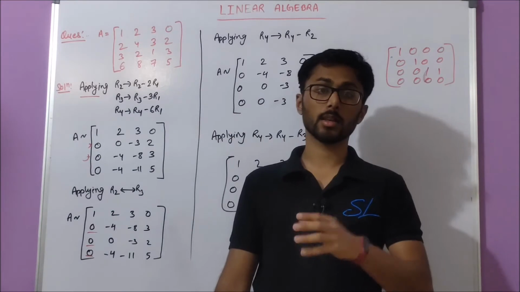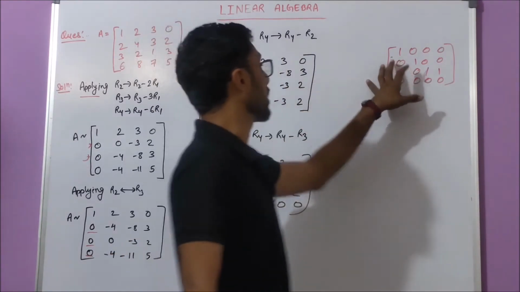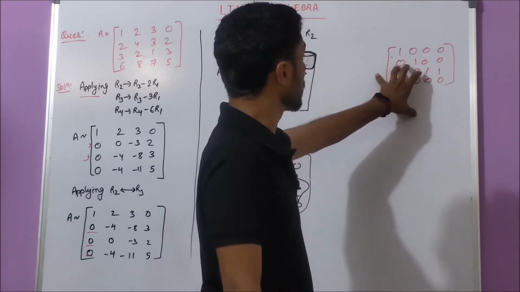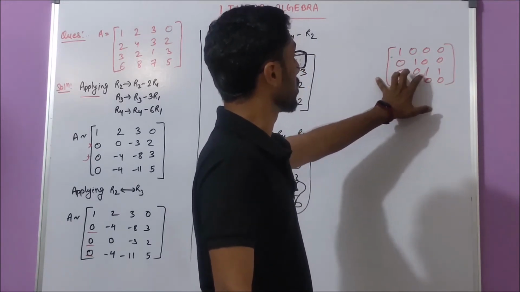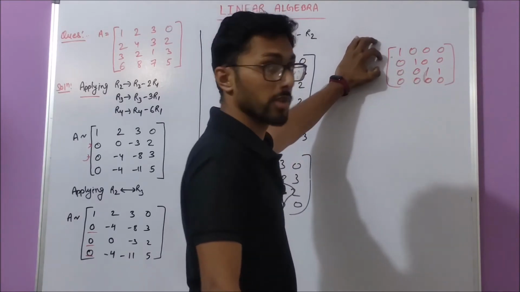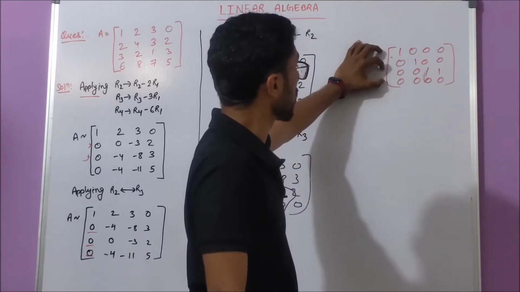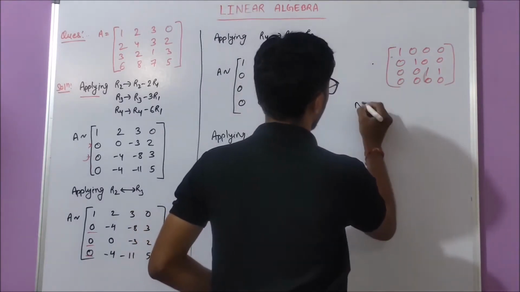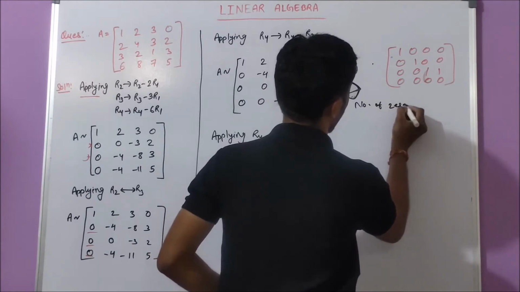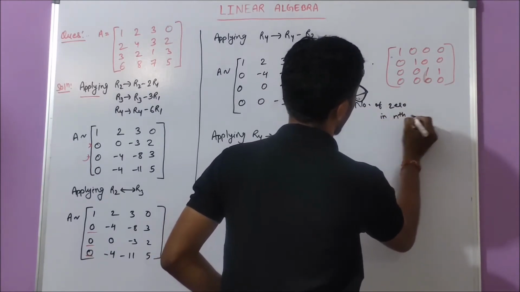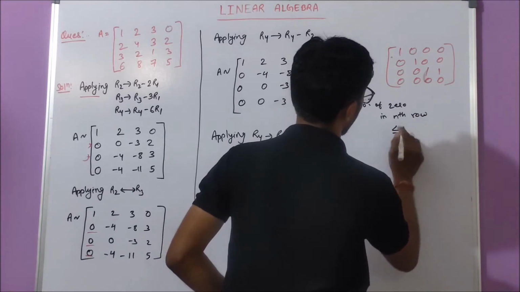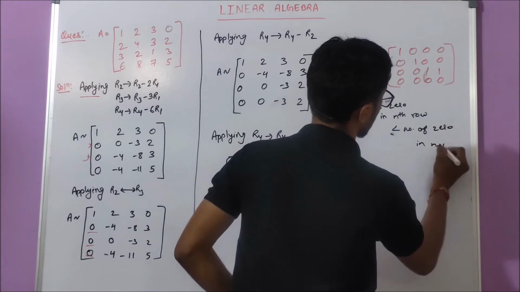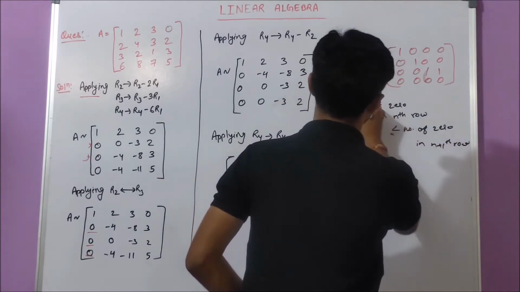And the third property is, if a row has zero values, then the number of zeros should be less than the number of zeros in the next row. So the number of zeros in the second row is 1 and in the third row is 2. So this is how the property should be followed. The number of zeros in the nth row should be less than the number of zeros in the n plus 1th row. This is what the third property says.